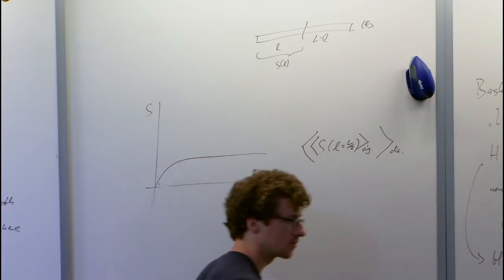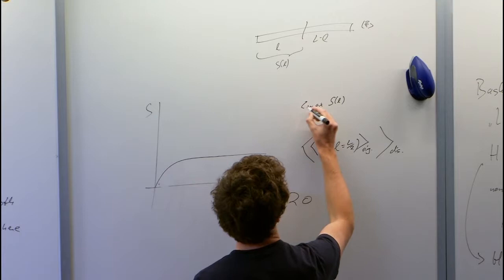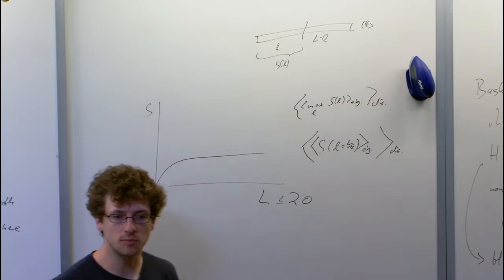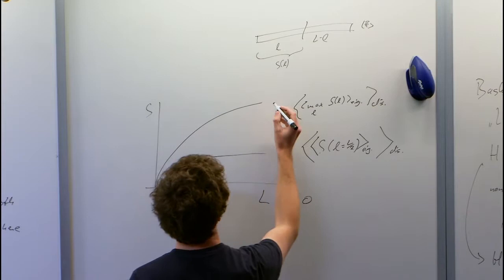There's a different thing I can do. I can take the maximum over L, this is little L, average that over eigenstates, and then average that over disorder. So instead of always cutting in the same place, which is kind of cutting in an average place, I maximize over the place where I cut in the system. And very interestingly, then you observe a completely different scaling. So instead of seeing an area law, you see something that looks like log L.